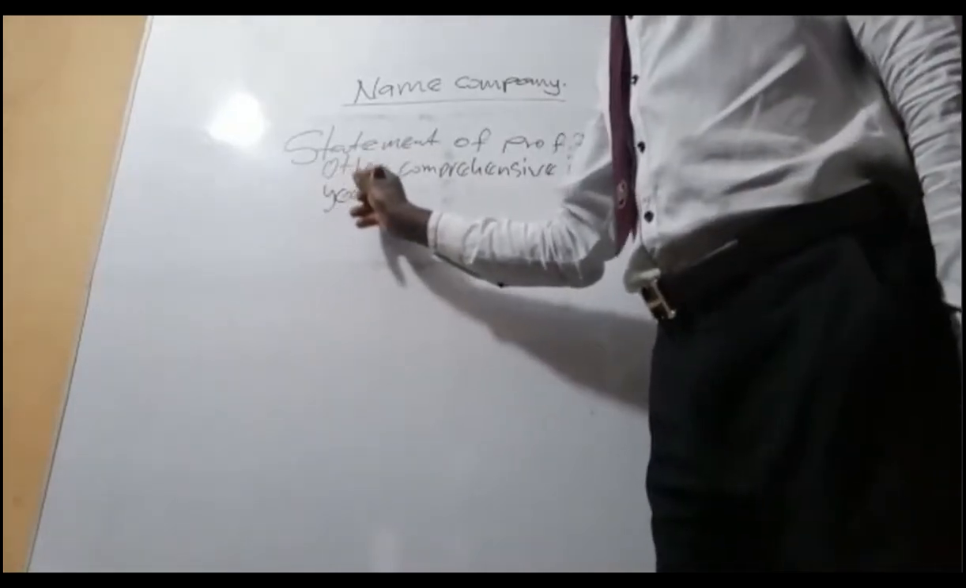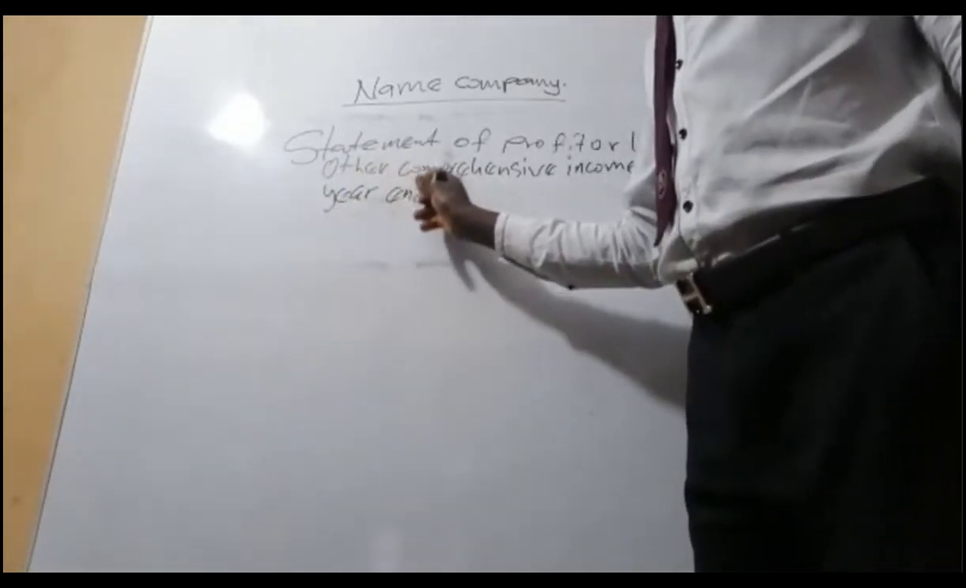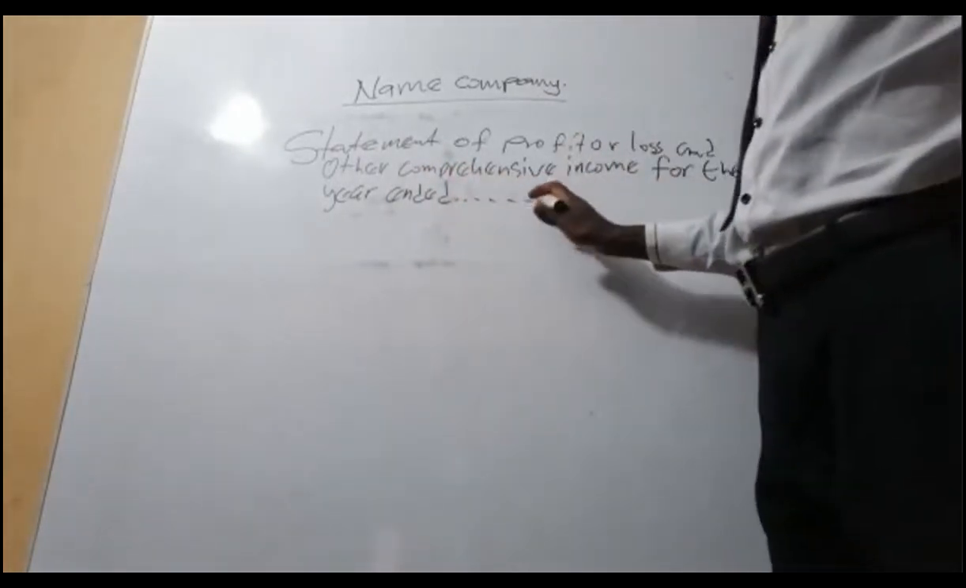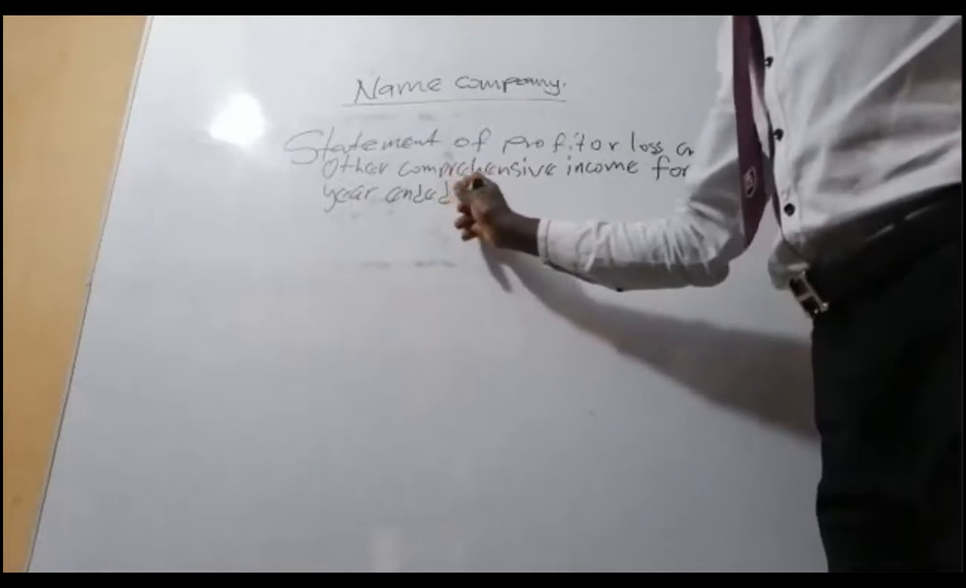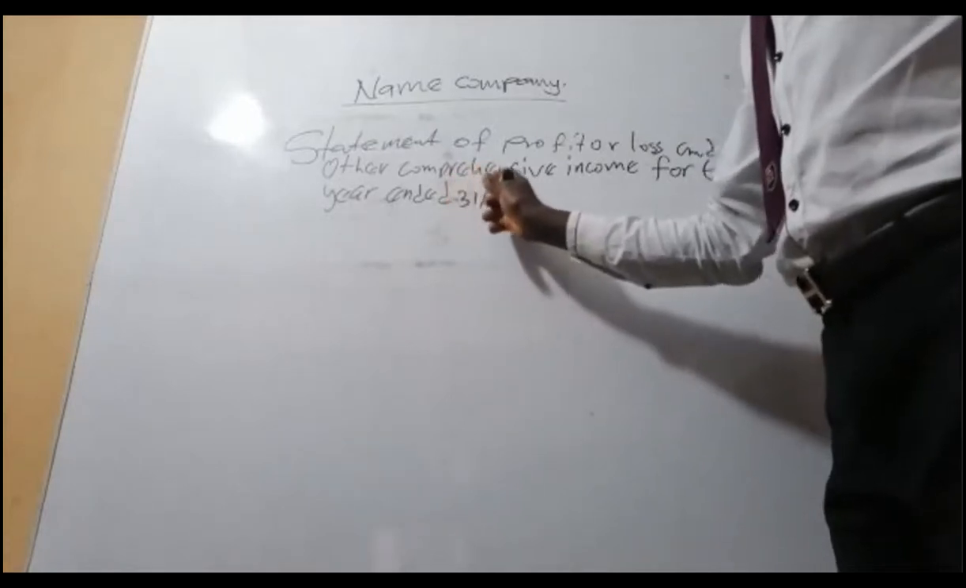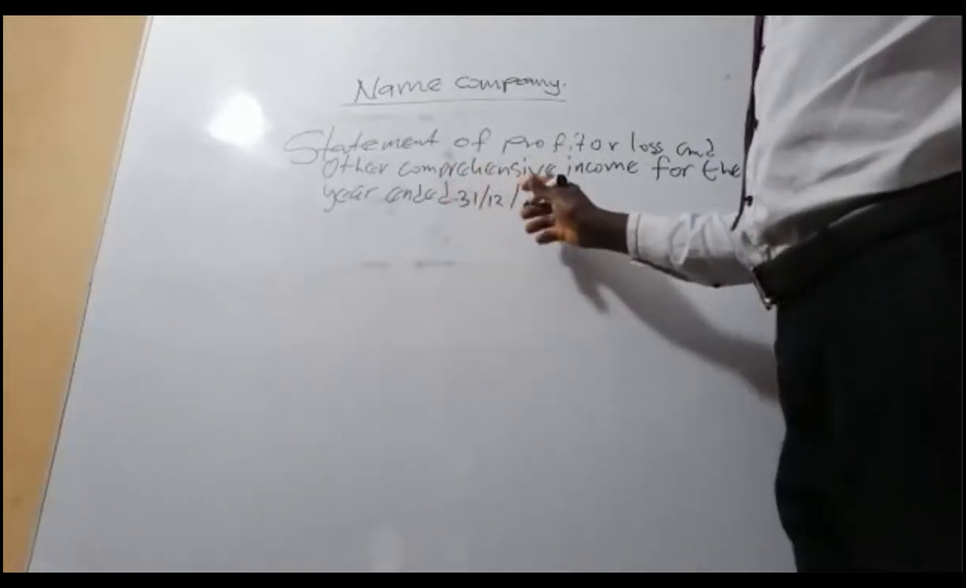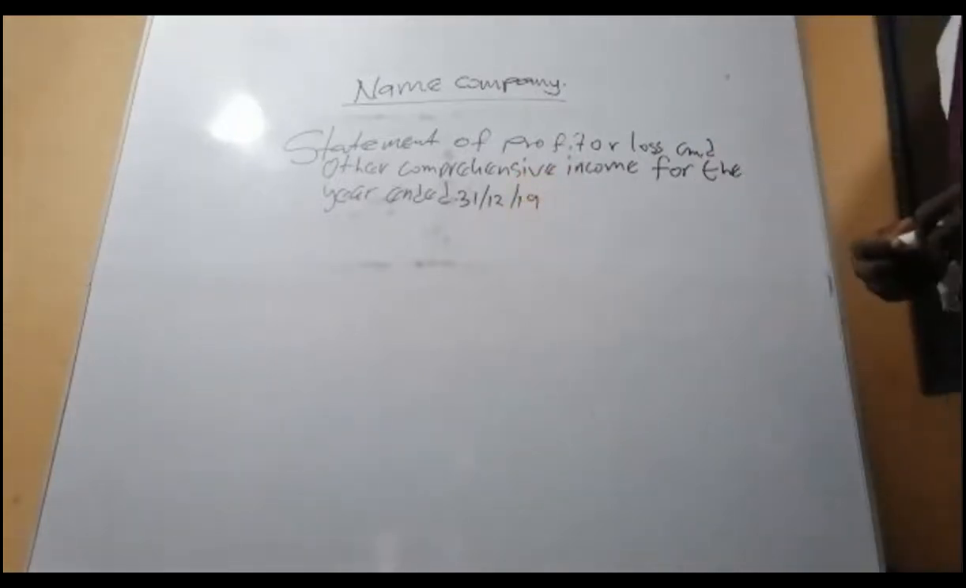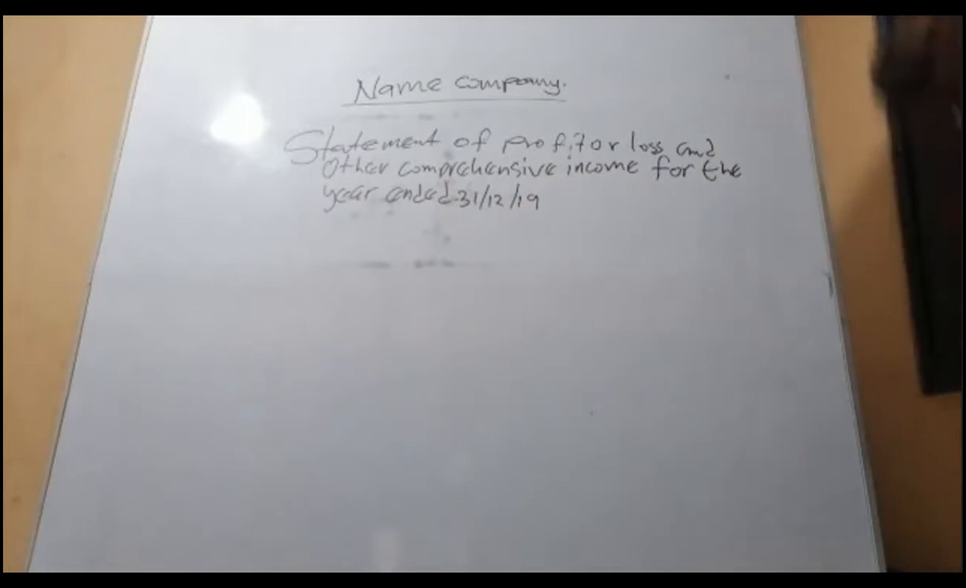For the year ended. Then you go the date there. So maybe 31st December, but 2000 and what? Maybe 2019. Good. So whichever year that the examiner quotes from you, you be the same thing there. Then you are done. Good.